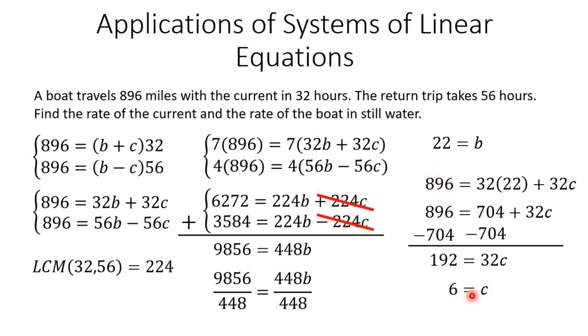So when I'm going with the current, I'm actually traveling at a speed of 28 miles per hour. On the return trip upstream, I'm fighting the current, and it's going to be 22 minus 6, which is only 16 miles per hour upstream.